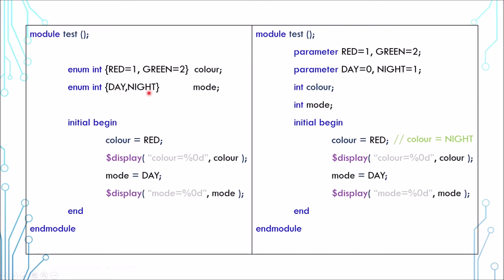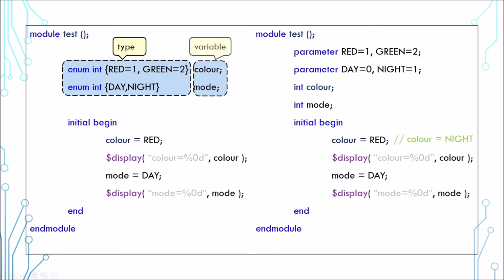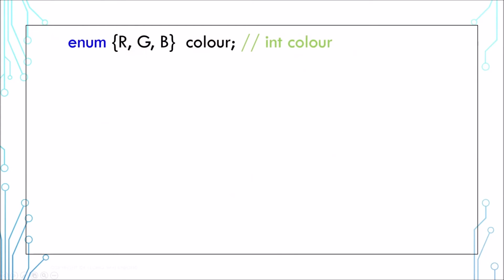And in case you cannot recognize this syntax, remember that the first part is a type and the second part is a variable. Let's dig a little deeper into the meaning of the syntax. This is the simplest way to introduce an enum. This is the same as introducing an int variable called color.